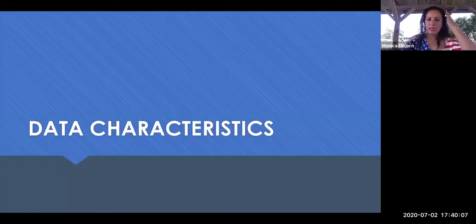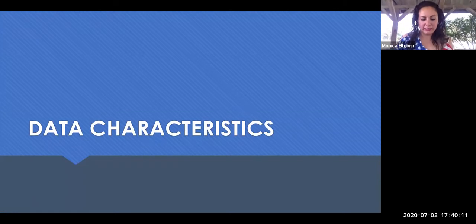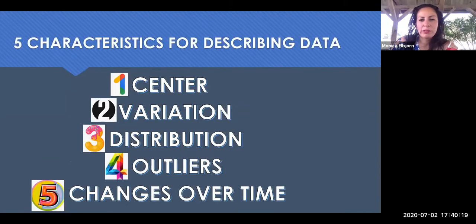So today what we're gonna talk about is data characteristics, the characteristics of the data. It's gonna be hopefully pretty simple. You're pretty smart, and we're gonna talk about 5 characteristics for describing the data. The first one will be the center, which a lot of people call the mean or average. That'll be what's the center of your data.